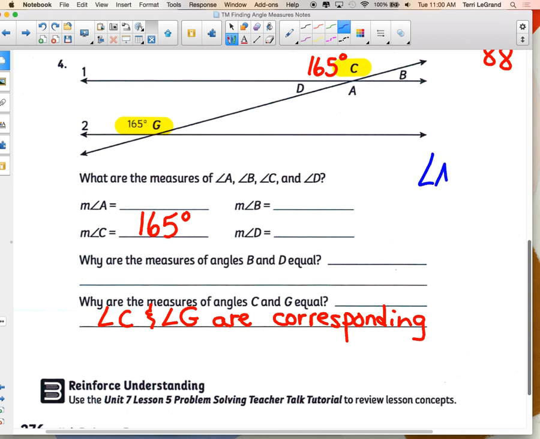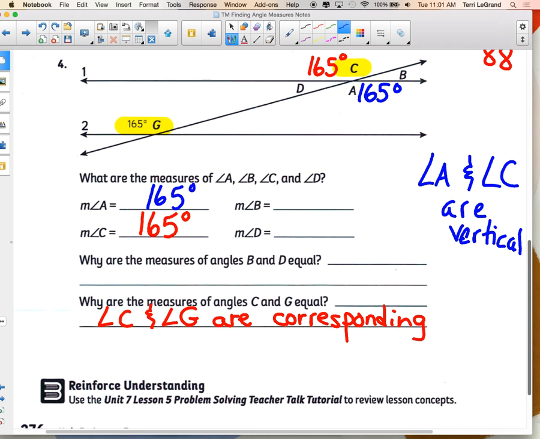So angle A and angle C are what kind of angles? Vertical. Okay. To have our justification, A and C are vertical. Well, since they're vertical, that means they're the same, they're equal. So that means the measure of angle A has to be what? 165 degrees. Okay, we're getting there. Here we go.